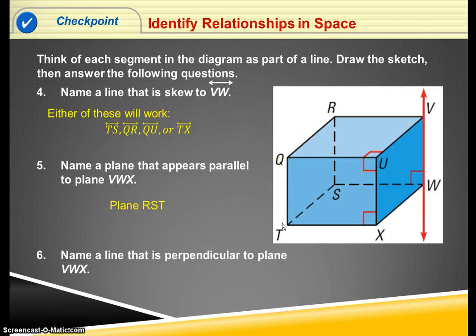And name a line that is perpendicular to plane VWX. You should have chosen either TX, SW, QU, or RV, because those planes connect at a right angle.